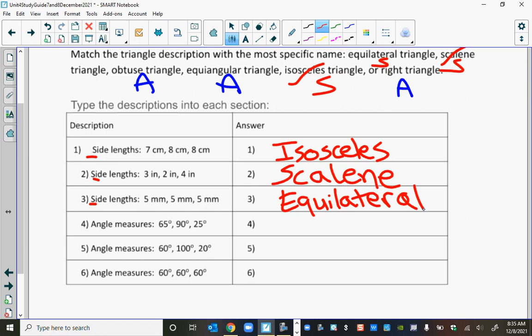Okay, what about the angle measures? The first one, I have a 65, a 90, and a 25. Which one would it be? Is it obtuse, equiangular, or right triangle? Very good. That's a right triangle.